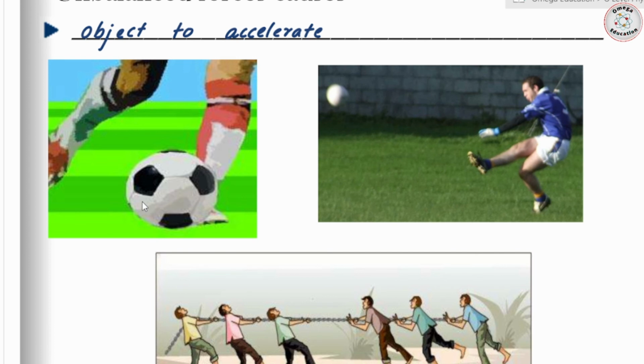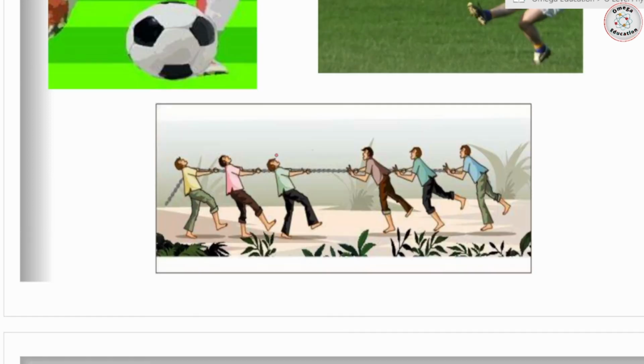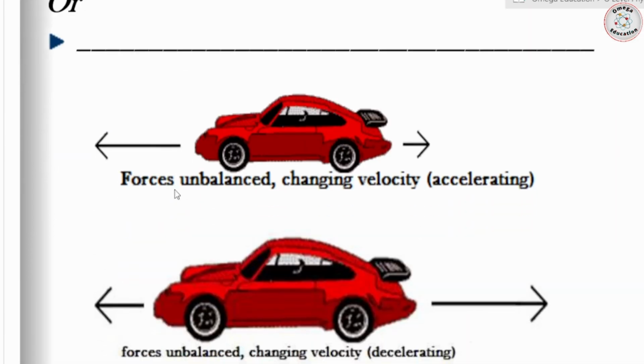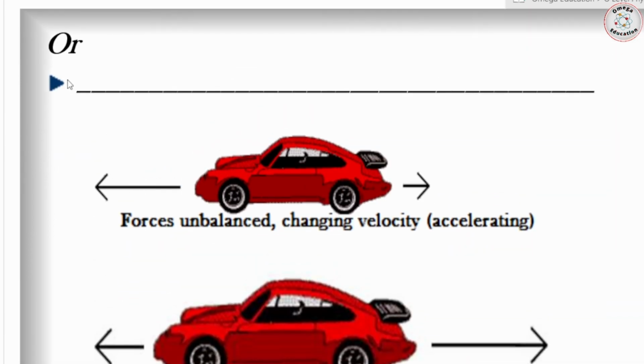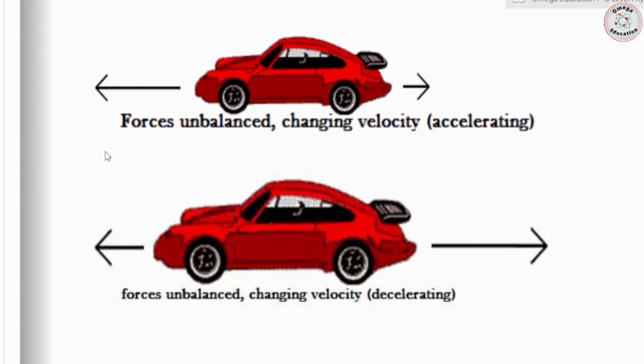There exists a resultant force on the football, that's why it accelerates forward. There exists a resultant force in this situation. The force on this side appears to be more, that's why the system is accelerating on the left side. So for unbalanced forces, the object accelerates. Now these are the situations.